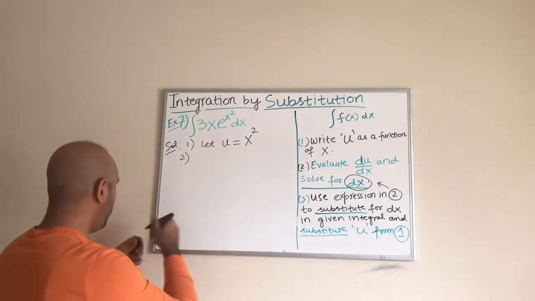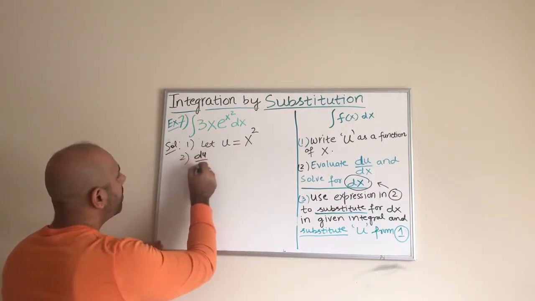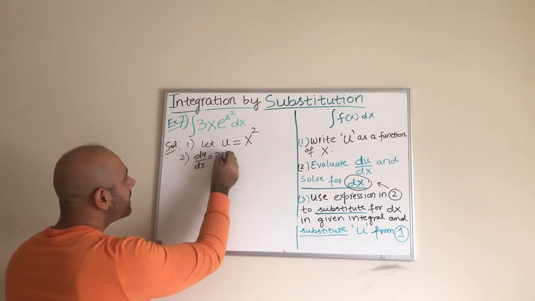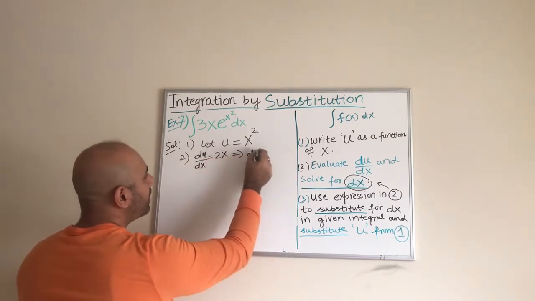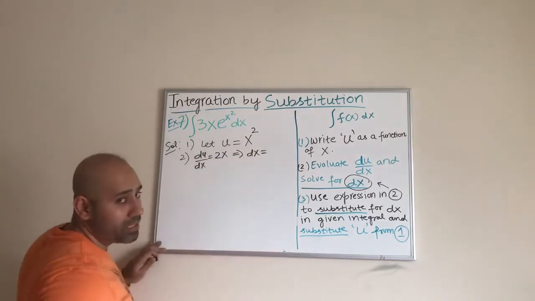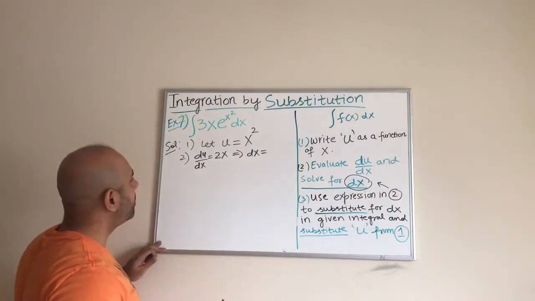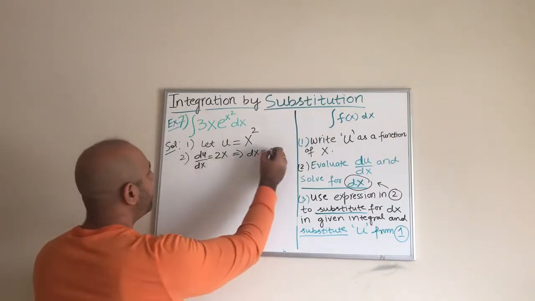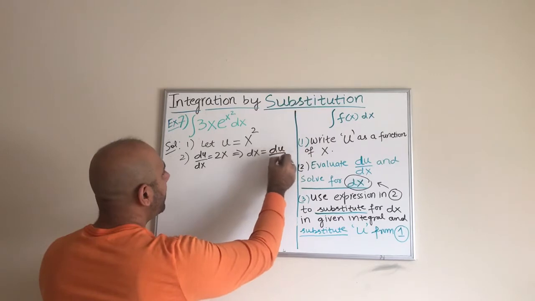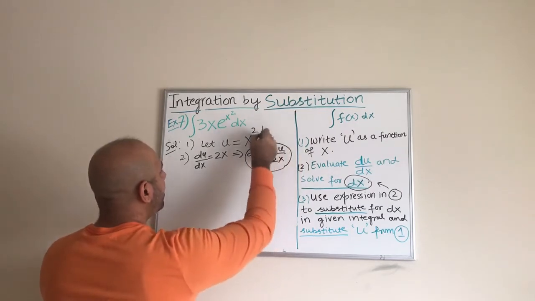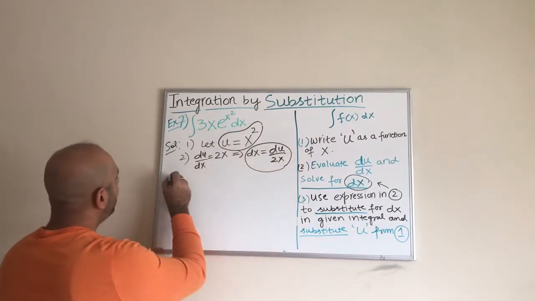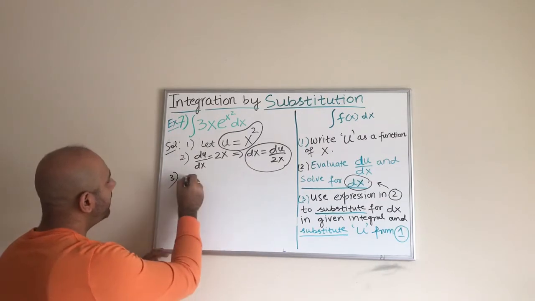So evaluating the derivative, du over dx is 2x, and then from here, if I have to solve for dx, I'm not going to do that step, but I'm sure you guys can do it on your own. So dx will be du over 2x. I will circle this and this, because these are the things that I'm going to need in step number 3. Step number 3, I bring it all together, guys.